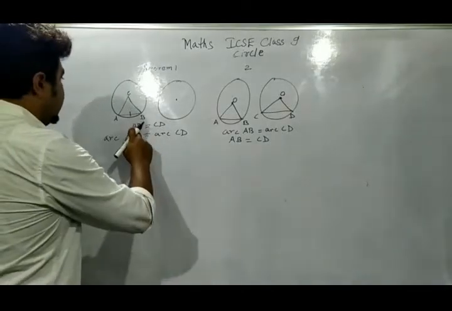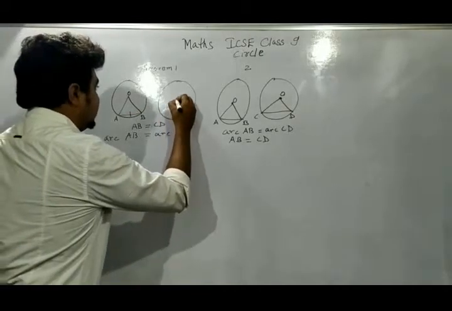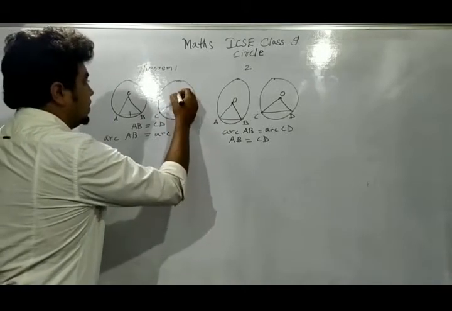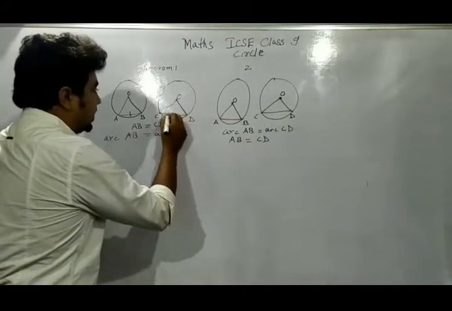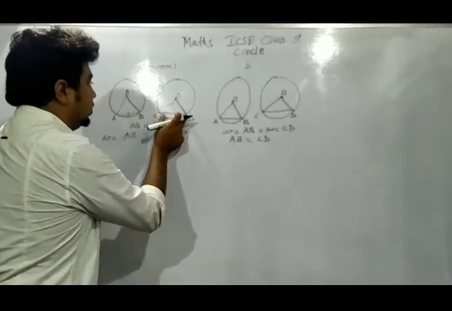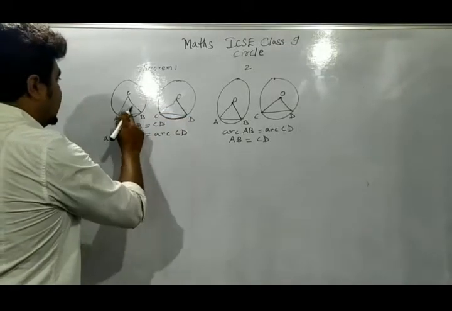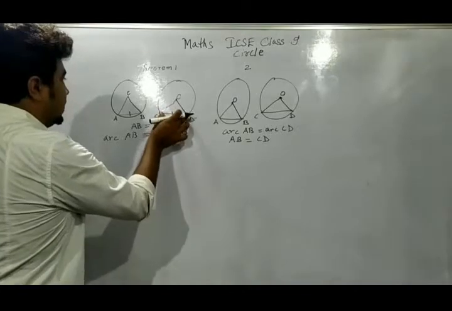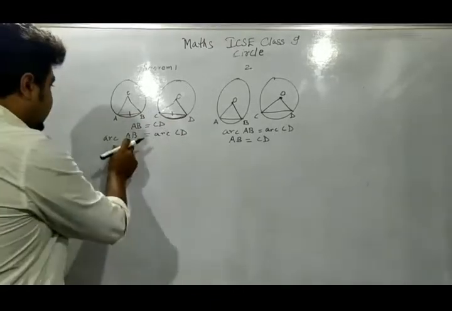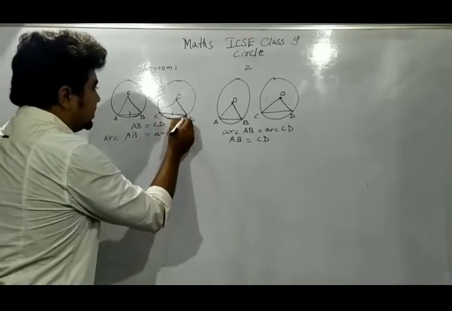So from here we are getting, I am drawing here CD, C and D, two points are there, connect them with center O, and this line is known as a chord. Two points on the circumference connected by a line is known as a chord, and this is known as an arc. If I am saying AB is equal to CD, this length and this length are given equal. So I can say that arc AB is equal to arc CD.